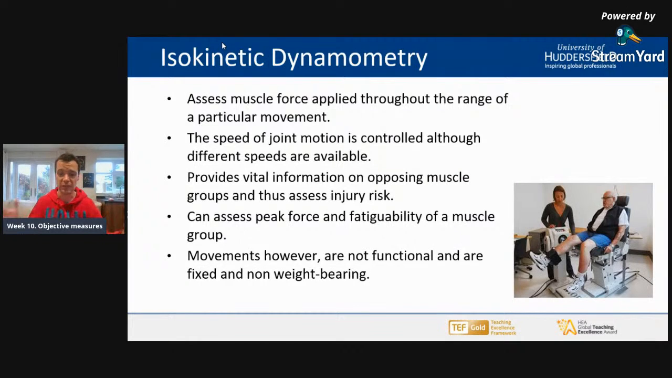But as wonderful as it is, of course, it's never perfect. And similar with a lot of these aspects that we will discuss is the functionality of them. As you can see from the diagram below, you are fixed, you're in a sat up position, extending your knee, which you could argue is not a particularly functional movement, and there wouldn't be many occasions during the day that you would do that particular movement. And of course, it's non-weight bearing, so it doesn't necessarily give us an indication of how muscle force is affected through the effect of gravity or through weight bearing.